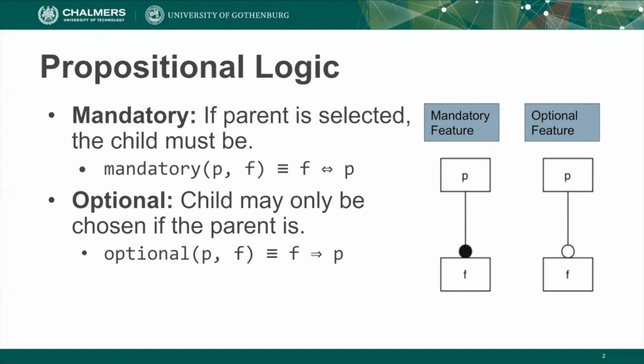An optional feature, where we can choose to have this or not if we have the parent, is denoted as an implication statement. The implication states that parent P can be chosen independently from child F, but the child F can only be chosen if the parent P is selected. So if we select F, that means we must have selected P as well. This is not true in the other direction. If we select P, we don't have to select F, right? And that's the difference between mandatory and optional.